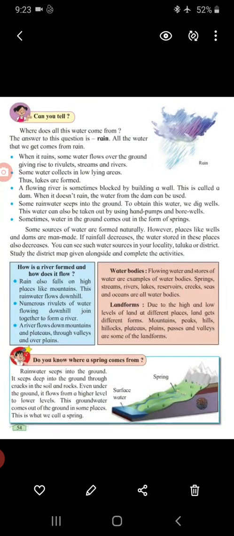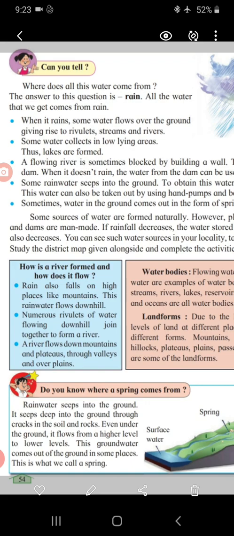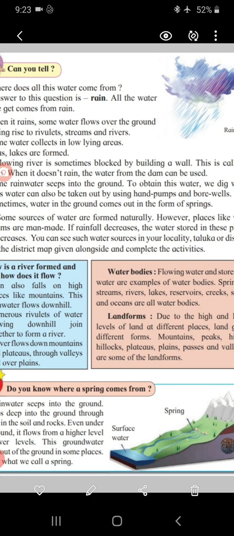That is wells are the option. Then dams are the option. Then what is the other option? Bore wells and hand pumps. Last point. Sometimes water in the ground comes out in the form of springs.